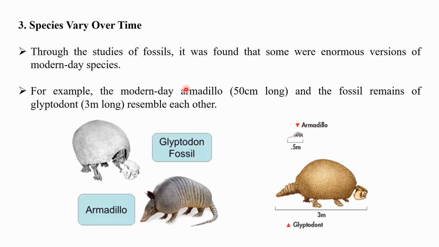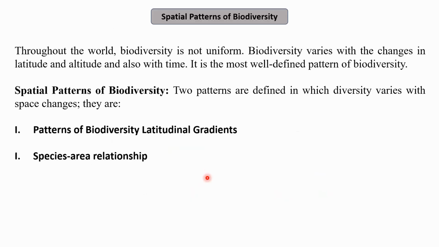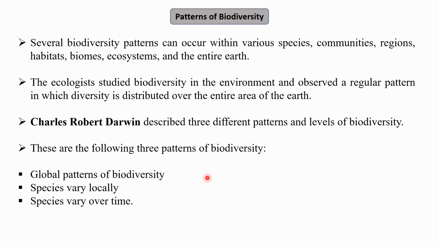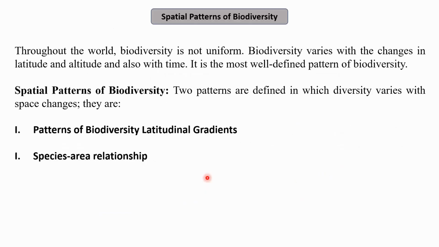So as I mentioned, the modern day armadillos are just 0.5 meter long, while the fossil remains of the Glyptodont, which resembles the modern day armadillos, is 3 meter long. So these are the three different patterns of biodiversity. The biodiversity pattern may be described spatially, that is within the space, and how the changes in the space lead to the patterns in the biodiversity.